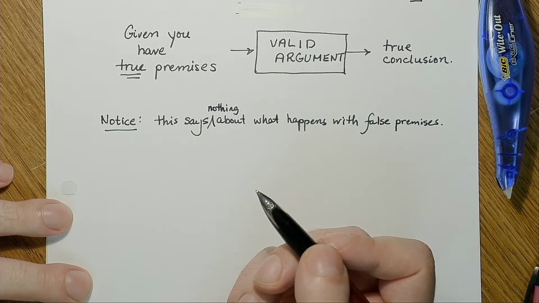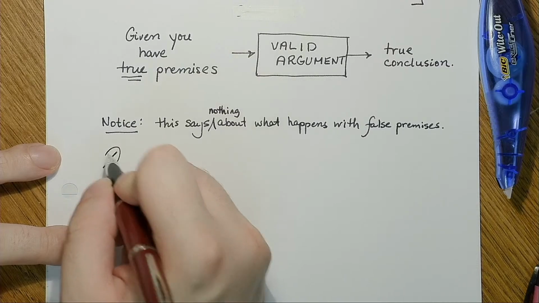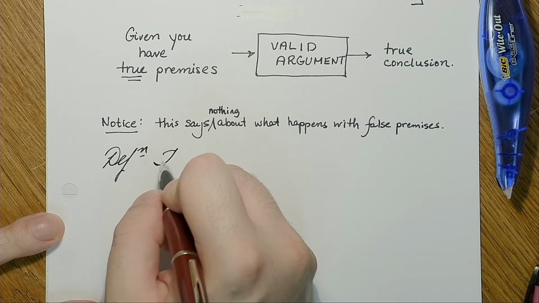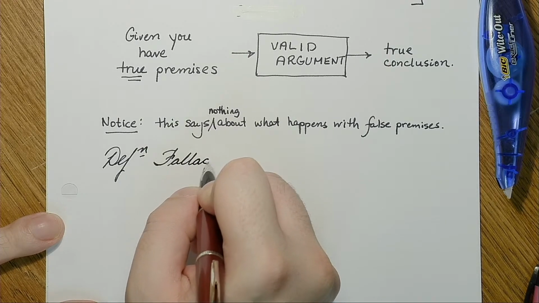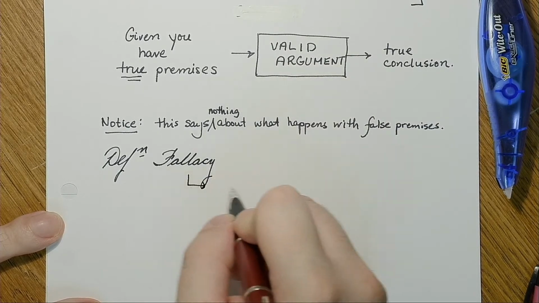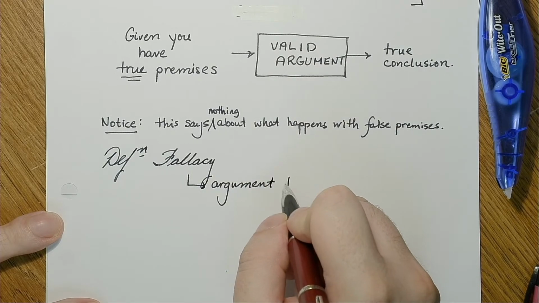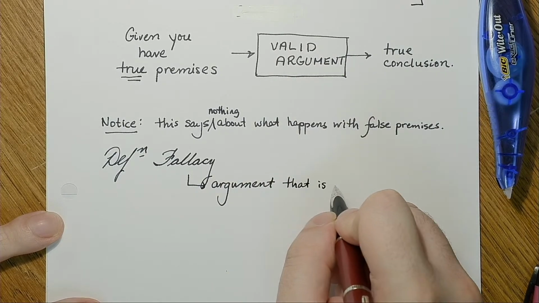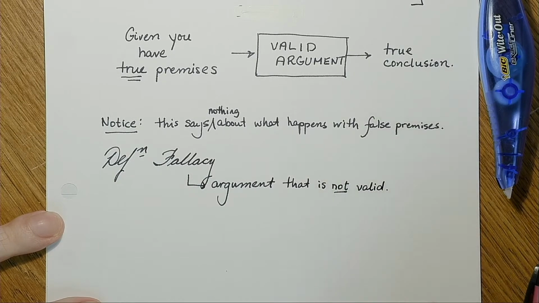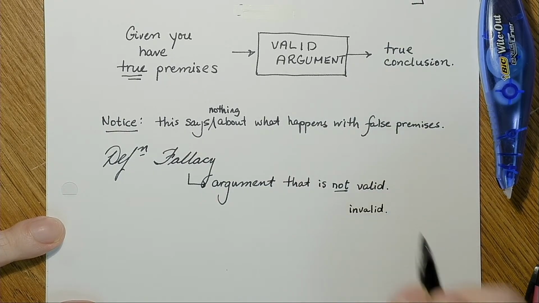So we've talked about what a valid argument will do, which leads us to the next one, which is a fallacy. And that's an argument that is not valid. You can also think of these as invalid as well.